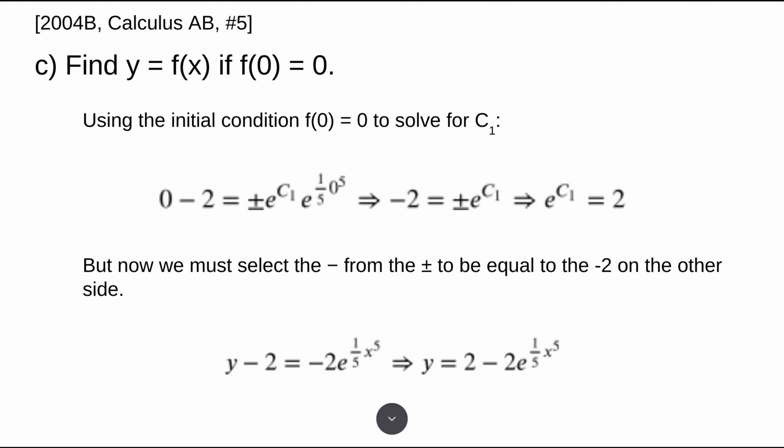So my particular solution is then y minus 2 equals negative 2 e to the 1/5 x to the 5th, which means that y is 2 minus 2e to the 1/5 x to the 5th.